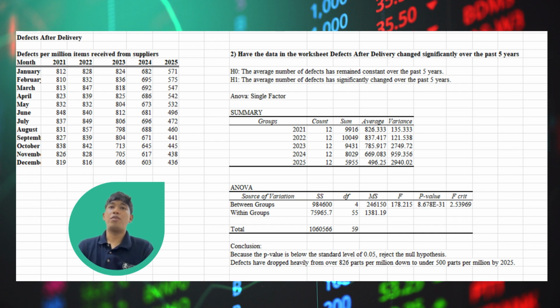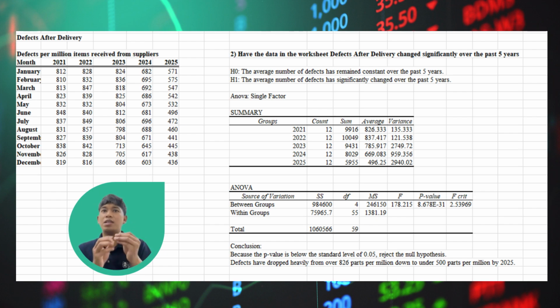Next, we want to talk about whether the defect data has changed significantly over the 5 years from 2021 to 2025. Again, we tested the null hypothesis, which assumed that the defect level remained completely stagnant over the years. The alternative hypothesis was that a significant change has occurred.